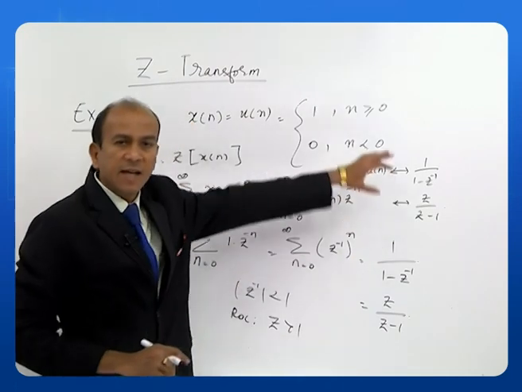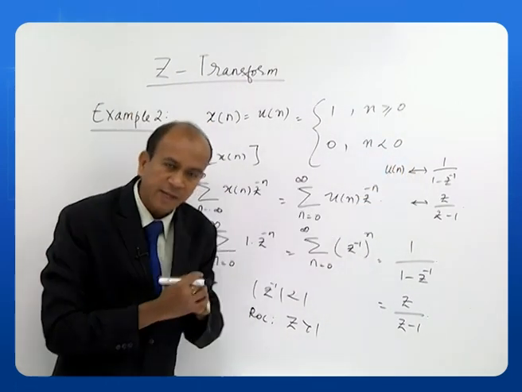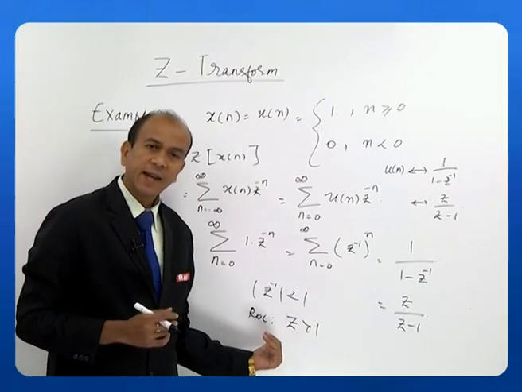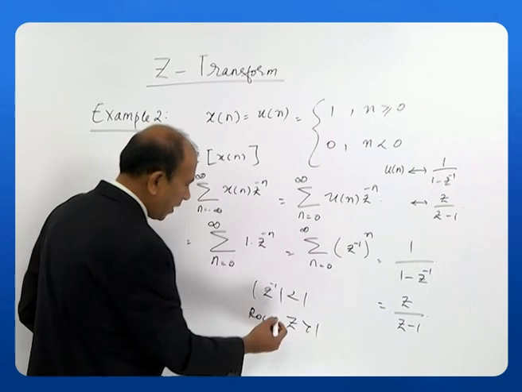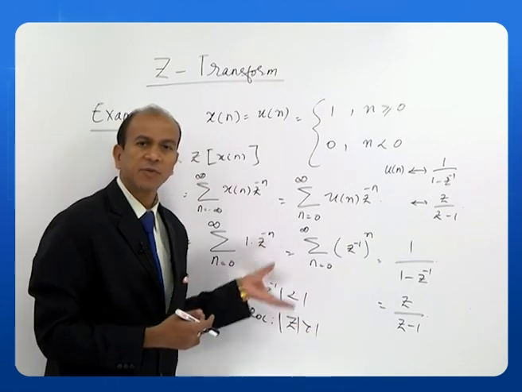So, this is the z transform of a unit step function, and the ROC exists for z greater than 1. Let us put a mod here. The ROC is for mod z greater than 1. So, this is the region of convergence.